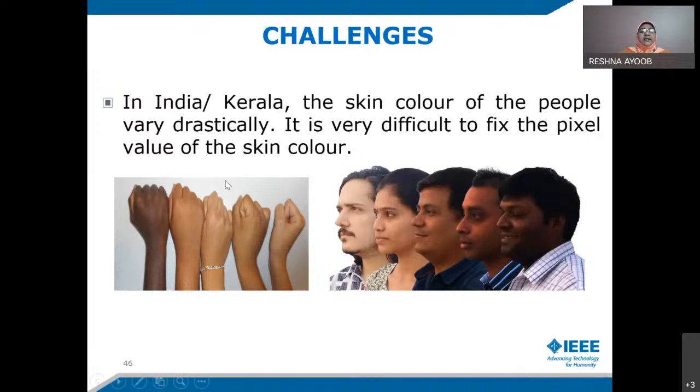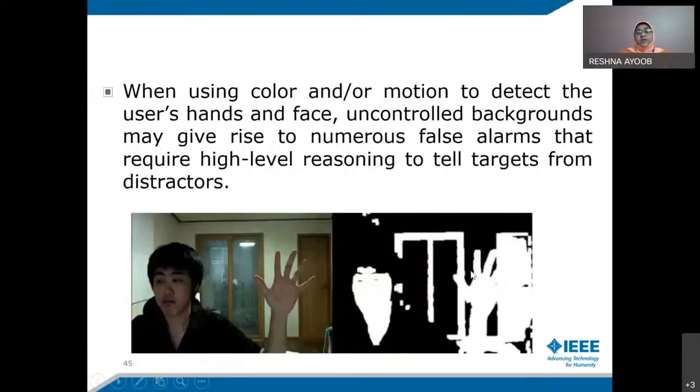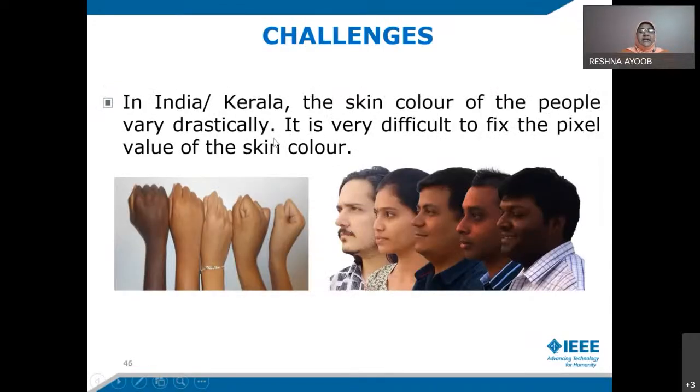Another important challenge regarding India or Kerala is that the skin color of the people varies very drastically. So it is very difficult to fix the pixel value of the skin color. If we take black as 0 and 255 as white, then the skin color may be 170 or so. But here this color will be less than nearly 100. And here it is more white, so it can be near 200. So it varies drastically between 100 to 200. That will affect the problem like this also. So that is also a big challenge in Indian Sign Language recognition.